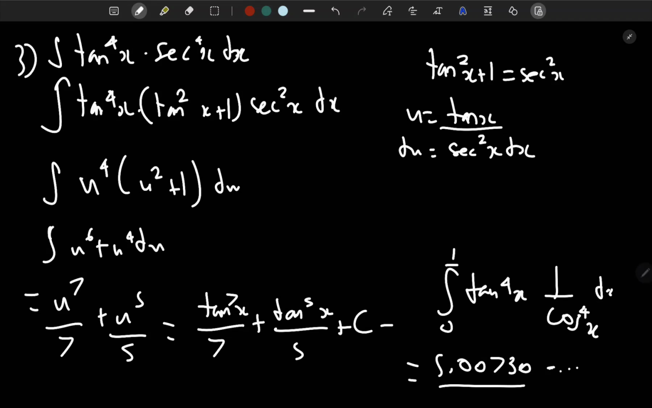So here I just type tan 1 to the power of 7 over 7 plus tan 1 to the power of 5 over 5 minus open brackets, and then you replace x with 0 this time, so tan 0 to the power of 7 over 7 plus tan 0 to the power of 5 over 5, and then close brackets, and you will get the exact same answer, 5.00730, and so on. So this is a method to recheck your answer if you have extra time in your exam.